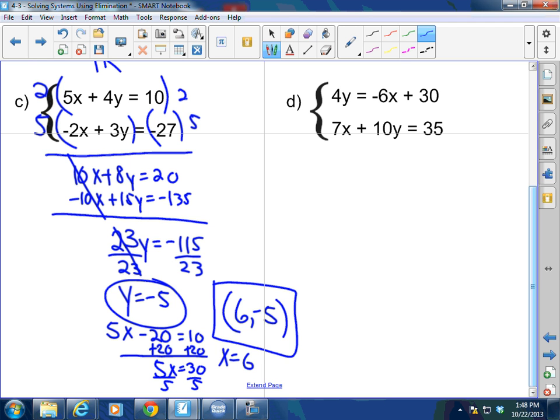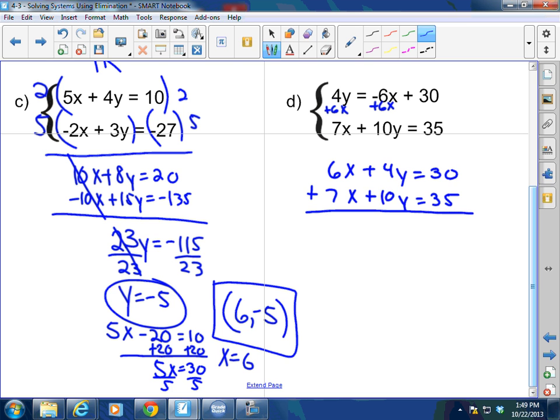Make sense? Now, with D, me personally, I would probably divide everything by 4 and use substitution. But I specifically want to practice elimination. So what do we have to do first here? That's exactly right. We're going to have to put it in standard form. So this first equation, I'm going to add 6x to both sides. So I got 6x plus 4y equals 30, plus 7x plus 10y equals 35. Not a very pretty system.